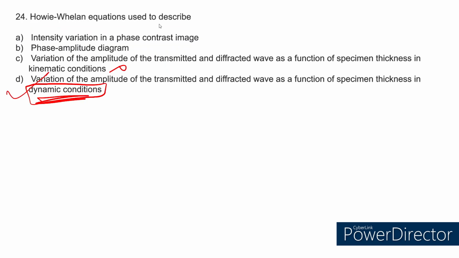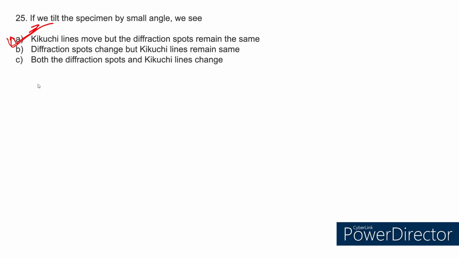The Howie-Whelan equation is used to describe the variation of the amplitude of the transmitted and diffracted waves as a function of specimen thickness in the dynamical condition. So whatever equation in Howie-Whelan is seen, it is in the dynamical condition, and in TEM also, all the conditions are dynamical rather than the kinematic condition. So the answer will be this.